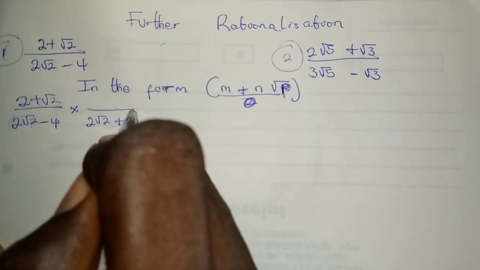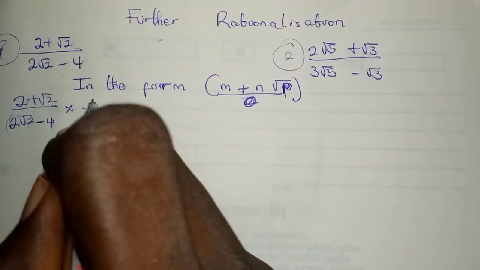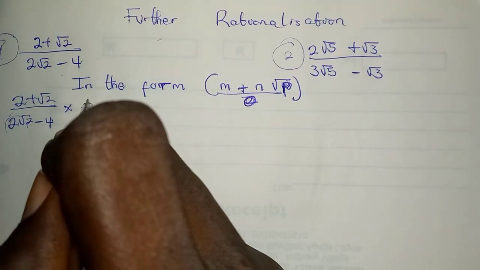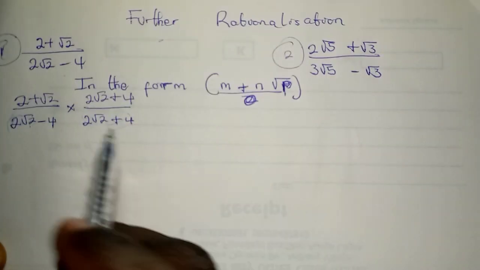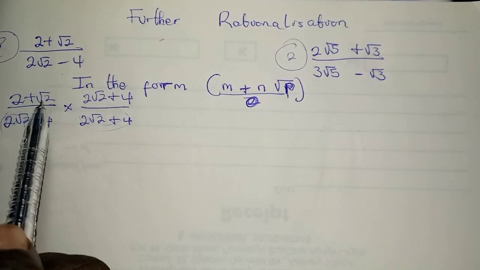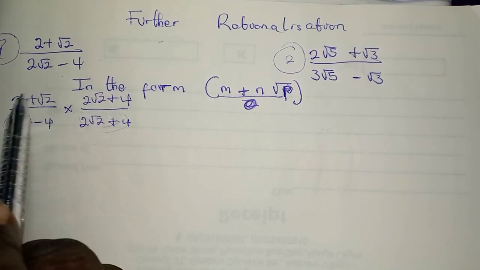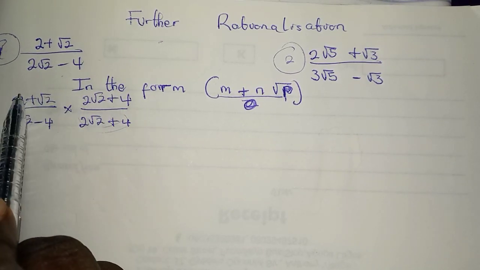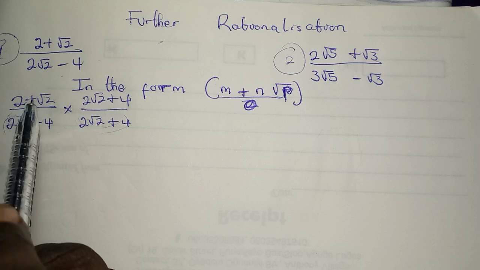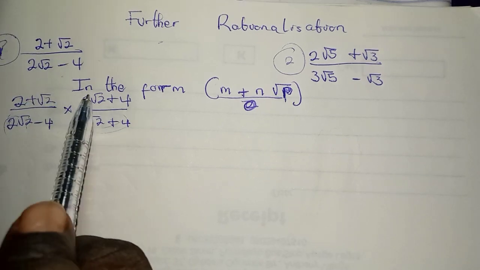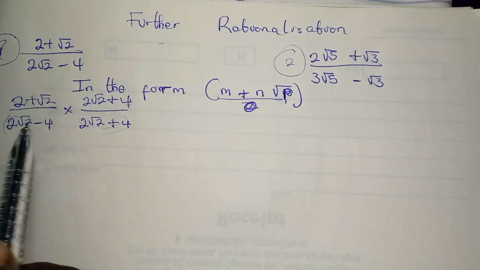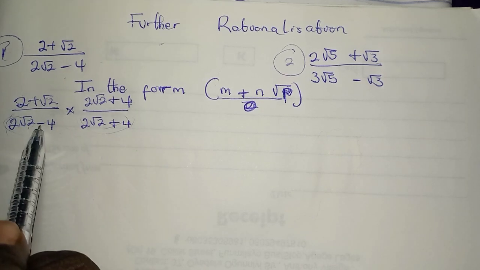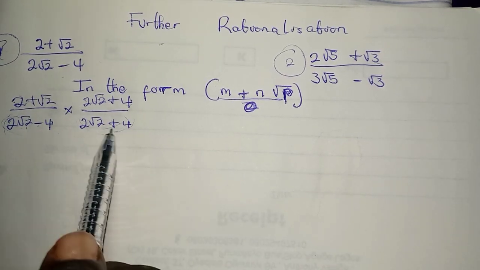Now we have multiplied by this, which is also, don't forget, the conjugate: 2 root 2 plus 4. That's all you need to solve this question. So now don't forget the simplifying of brackets we talked about: this times this, this times this, this times this. That's what we are going to do. And don't forget here the conjugate: you have plus sign, minus sign, difference of two squares.